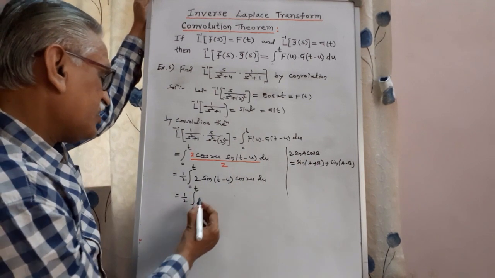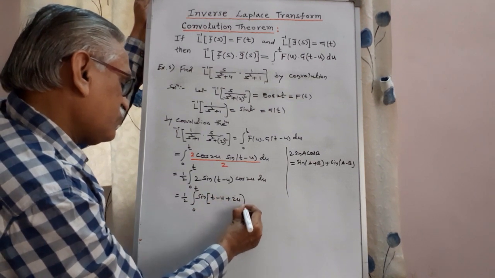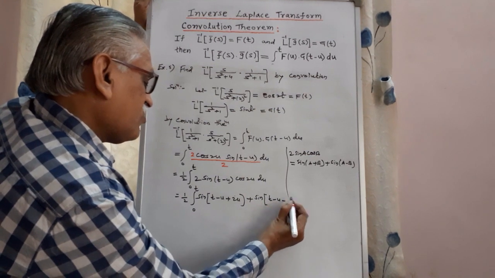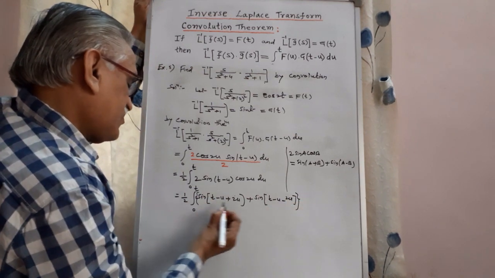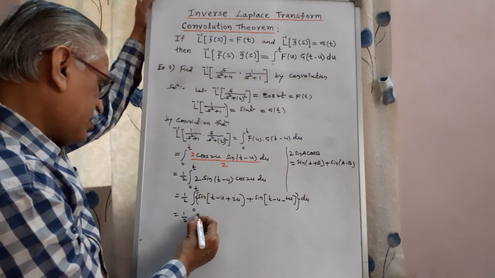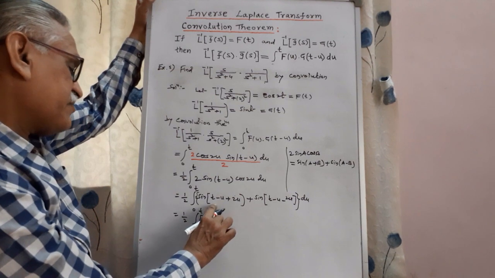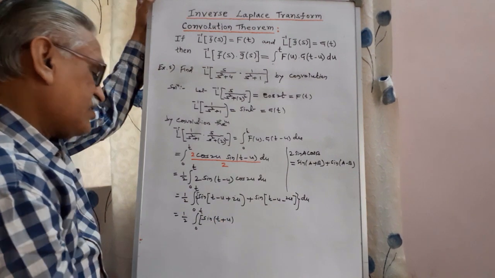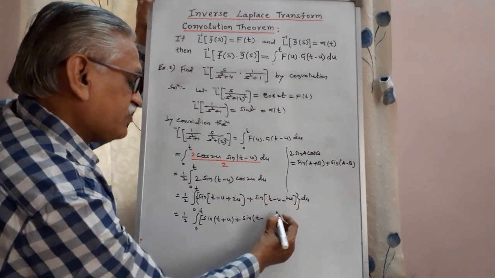Therefore a plus b, addition of this, therefore it is sine of t minus u plus 2u plus sine of a minus b, a is t minus u minus 2u, and then its integration with respect to u, and therefore it is 1 by 2 integral from 0 to t, simplifying it, it is sine of, minus u plus 2u, we get sine of t plus u, and sine of t minus u minus 2u, we get t minus 3u.